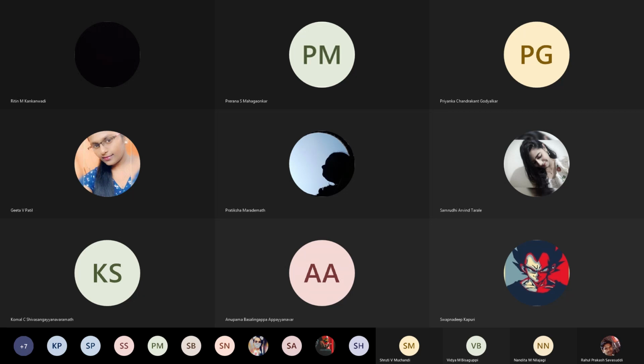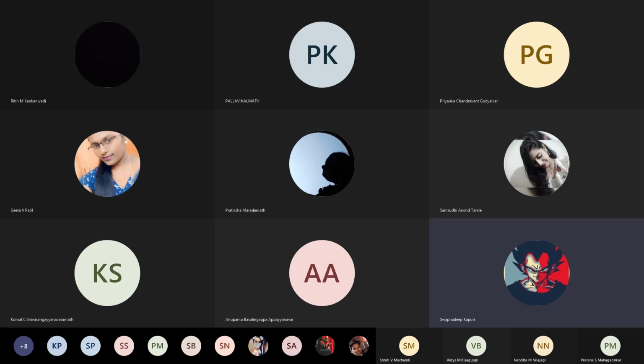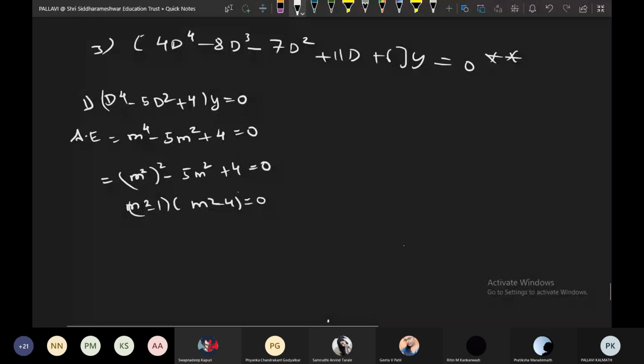Okay, so see here the equation m raised to 4 minus 5m square plus 4 equals 0. Ma'am, screen is not visible. What happened? Screen not visible. Is it visible now? Yes, ma'am.